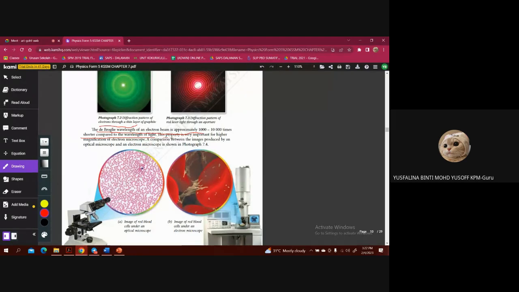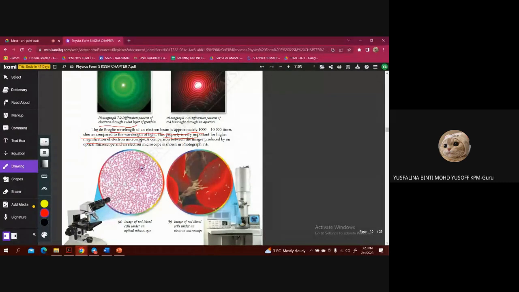So this property is very important for higher magnification of the electron microscope. The electron microscope actually works by using this property. So you need to have a wavelength 1,000 to 10,000 times shorter compared to the wavelength of light.